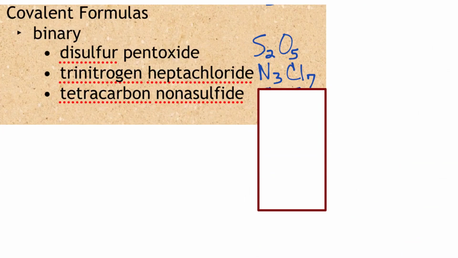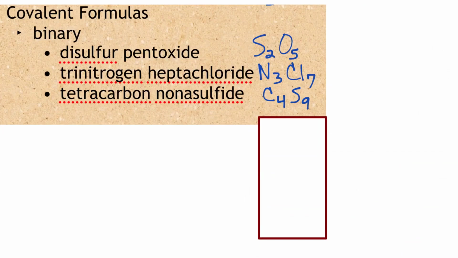Tetracarbon monosulfide, are you ready for it? Here it is. There you go. Tetra means 4, carbon is C, mono is 1, and sulfide is the S.